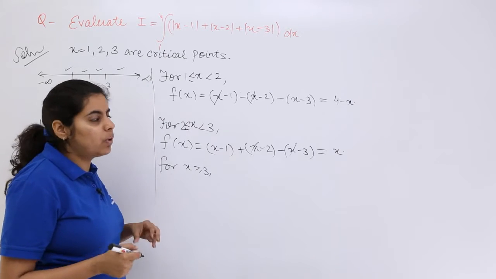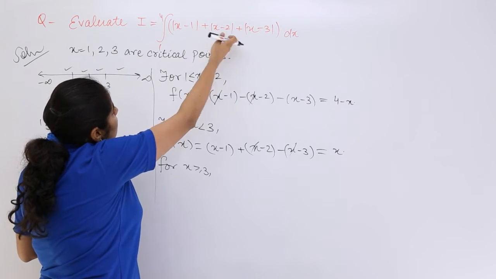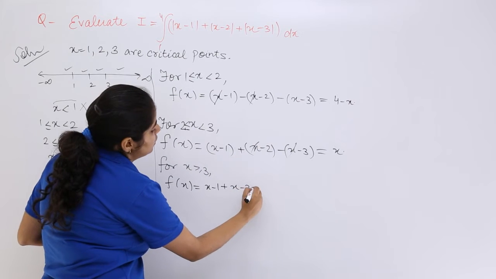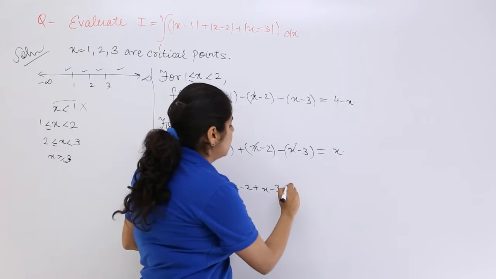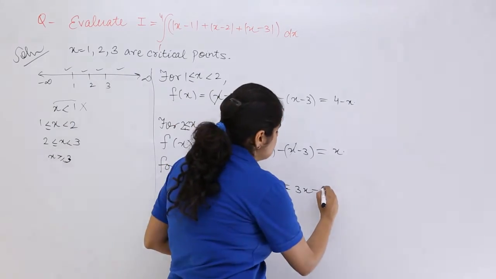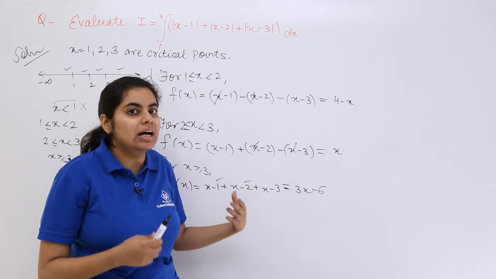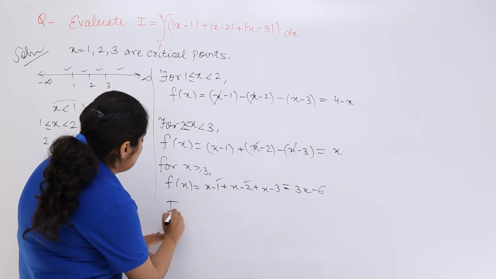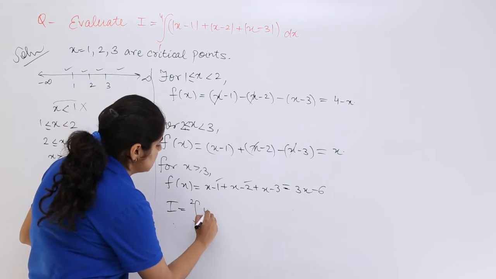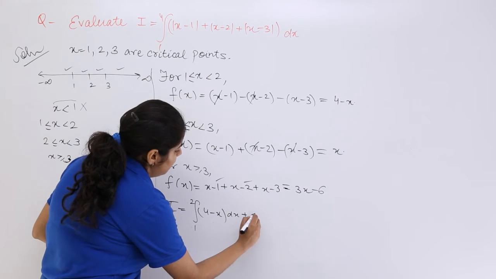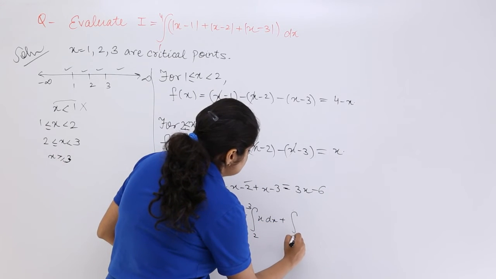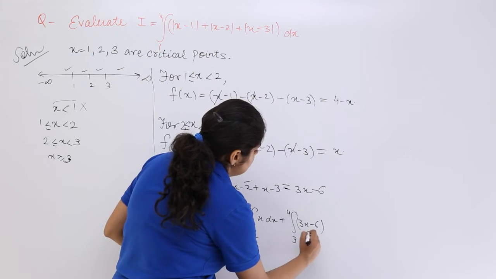For x greater than or equal to 3, all are positive. So my function has the value x minus 1 plus x minus 2 plus x minus 3. So it is 3x, then minus 1, minus 2, minus 3 is minus 6. After this step, we are going to see the other steps we have to follow. So my integral I is split into limits 1 to 2: 4 minus x dx, plus 2 to 3: x dx, plus 3 to 4: 3x minus 6 dx.